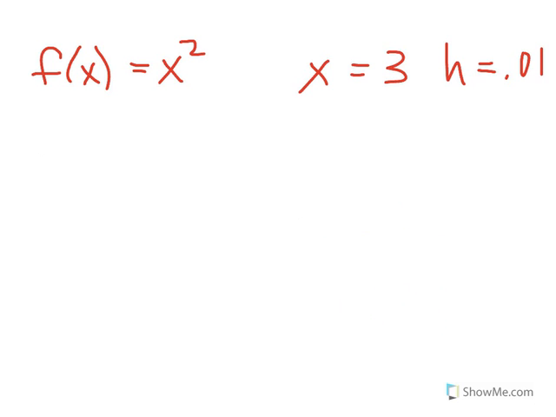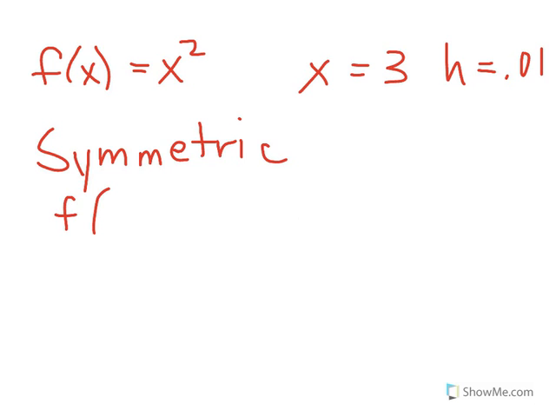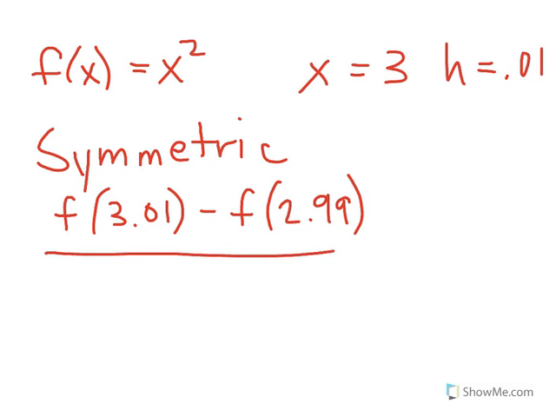Okay, so here comes the symmetric difference quotient. So now we're going to take the value that's a little to the right minus the value a little to the left. So we'll take 3.01, f of that, whatever the function value is for that, minus f of 2.99. So we're equidistant on either side of the value that we're interested in, which is 3. And then 3.01 minus 2.99. Notice that the denominator is now larger. It's 0.02. It's 2 times h.